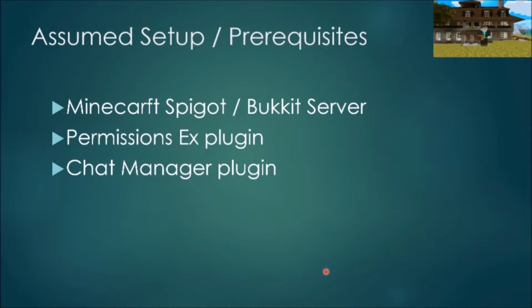What I'm going to do is assume that you've got the type of setup I'm going to be talking about and the following prerequisites. To start off with, that you're running either a Minecraft Spigot or Bukkit server, that you've got the PermissionsEx plugin already installed, you might already be using it and have various ranks already set up, and finally that you've got a chat manager plugin. Throughout this tutorial I'll be referring to the Towny plugin, so Towny Chat.